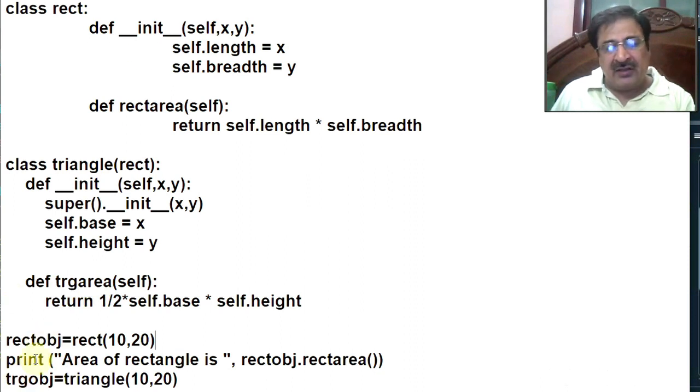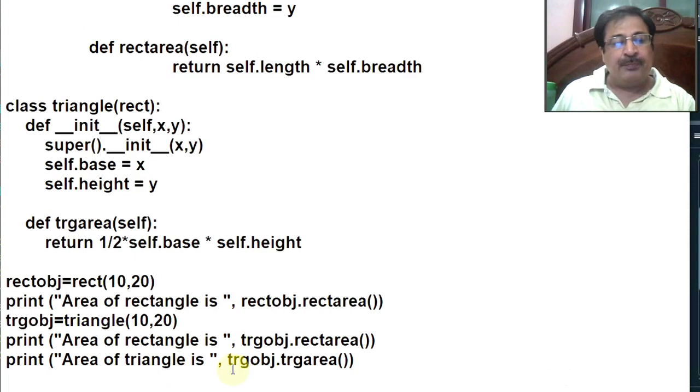Cursor will come over here, a line will be displayed, area of rectangle is, this rect area function will be invoked and it will return the multiplication of 10 and 20. Now here you are creating an object trg obj of triangle class and you are passing two arguments. Obviously Python will search for a parameterized constructor, and this 10 and 20 will be assigned to these parameters x and y.